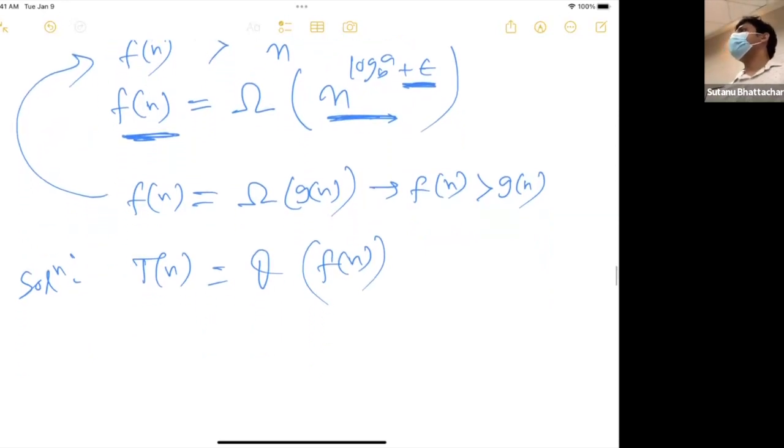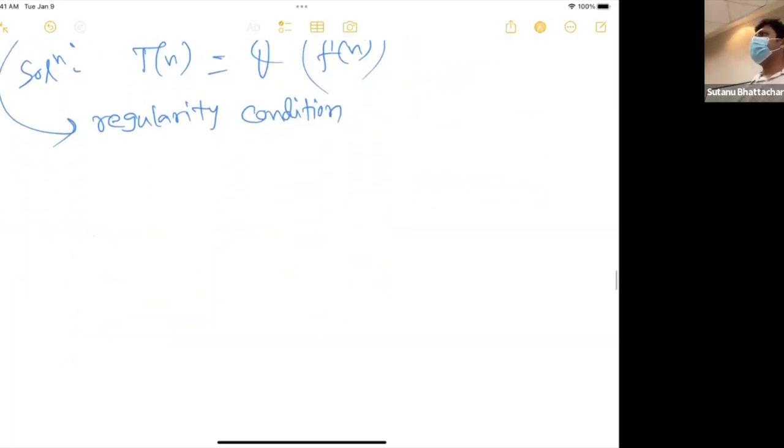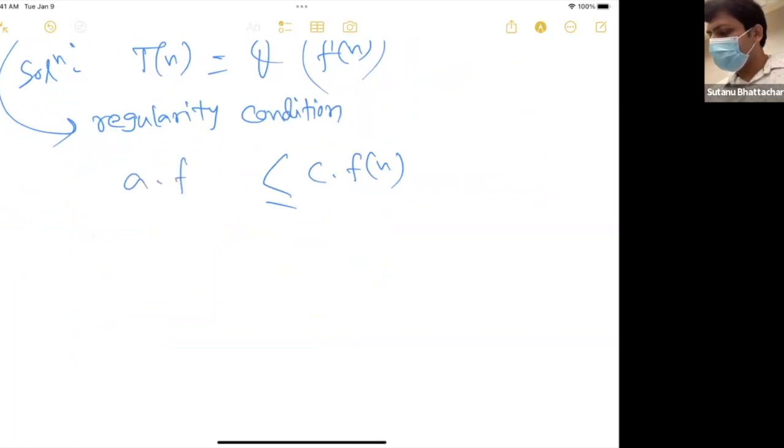Now, case 3, we are not done yet. Before coming up with this solution, we also need to check one condition. That is called the regularity condition. So you need to check whether the regularity condition is satisfied or not. Then you can apply case 3. So what is the regularity condition? It is saying that this is the regularity condition. Now, c is a constant, c is less than 1.